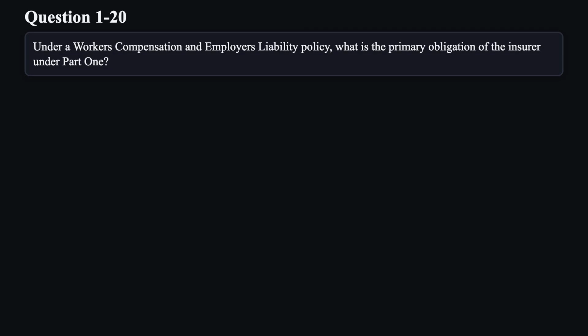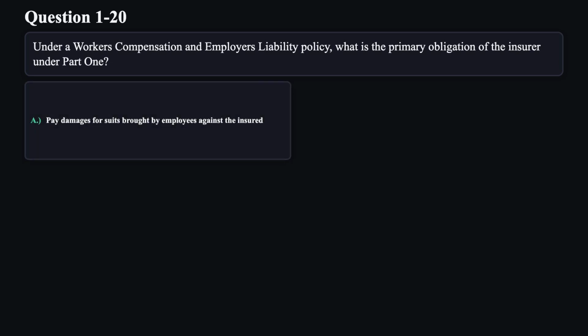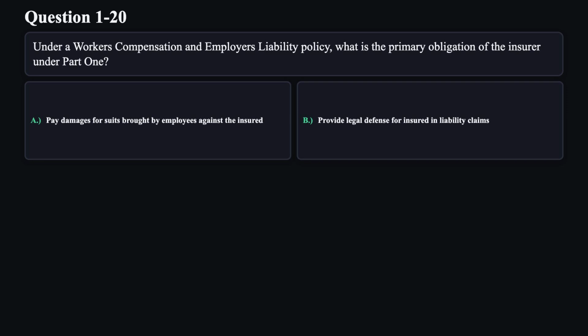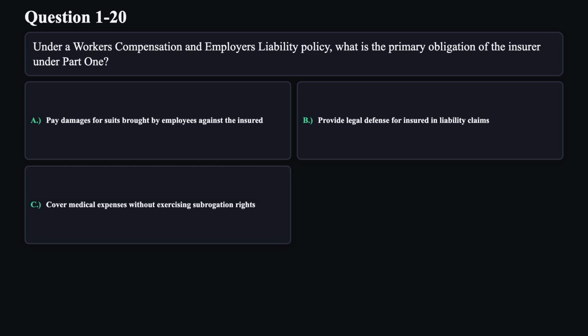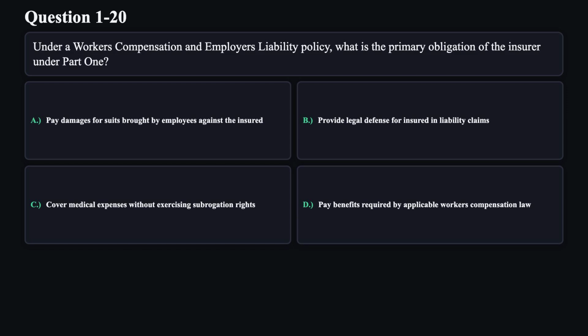Question 20. Under a workers' compensation and employer's liability policy, what is the primary obligation of the insurer under Part 1? A. Pay damages for suits brought by employees against the insured. B. Provide legal defense for insured and liability claims. C. Cover medical expenses without exercising subrogation rights. D. Pay benefits required by applicable workers' compensation law.